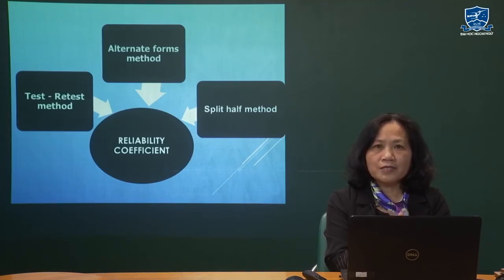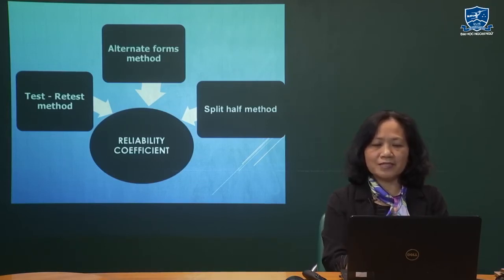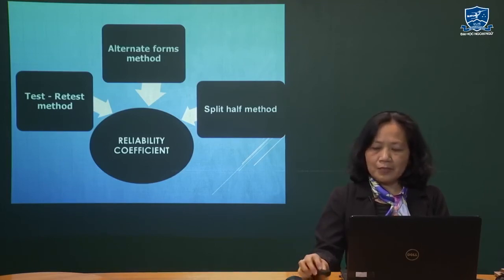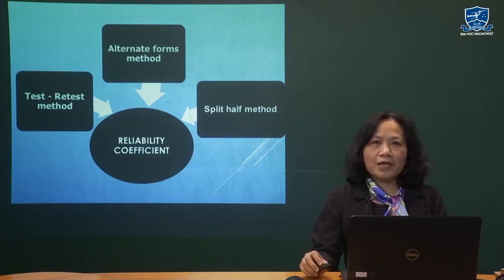For example, a test that has 100 items, so 50 of the items are used for assessing the student's ability, and the other 50 items are just used for making comparison between one half and the other half of the test to decide the level of reliability of the test. So that's how we can have two sets of scores to make comparison to decide on the degree of the reliability of the test.